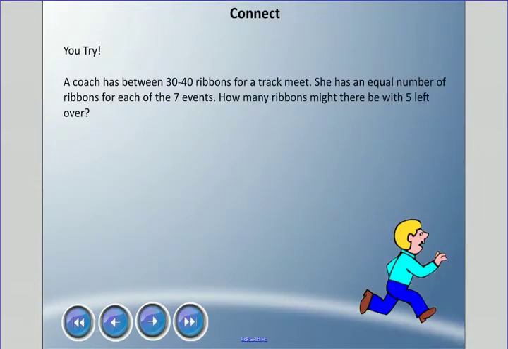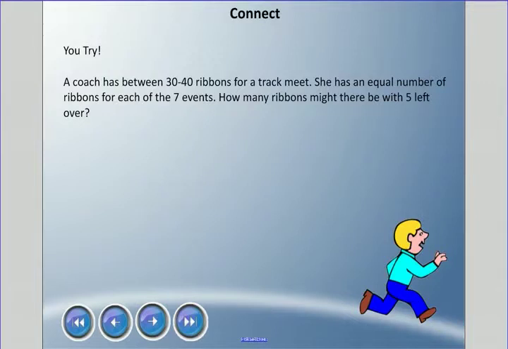All right, let's do one more. A coach has between 30 to 40 ribbons for a track meet. She has an equal number of ribbons for each of the 7 events. How many ribbons might there be with 5 left over? So in other words, I've given you kind of a riddle. The number we're looking for is between 30 and 40. There's an equal number of ribbons for 7 events, so it has to go evenly with 7, but there'll be 5 left over. So I want you to think about that. Come back when you're ready.